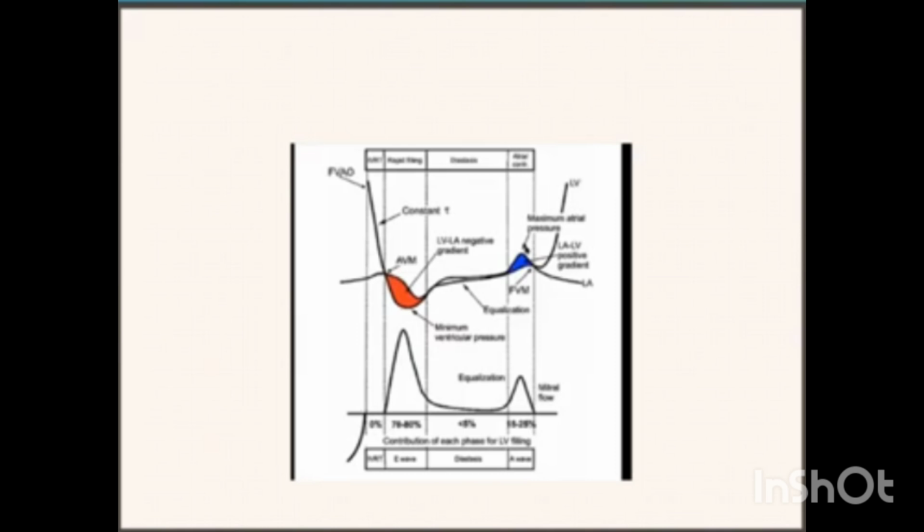Then there is a phase of equalization of LA and LV pressures, and then a final phase of atrial contraction, where the LA pressure increases and the final emptying of the LA happens. The early rapid filling is responsible for 70 to 80% of the LV filling, then there is a phase of diastasis, and finally atrial contraction. If you see the Doppler flow across the mitral valve, the E wave is the early rapid filling, then there is a phase of diastasis, and finally you get the A wave.